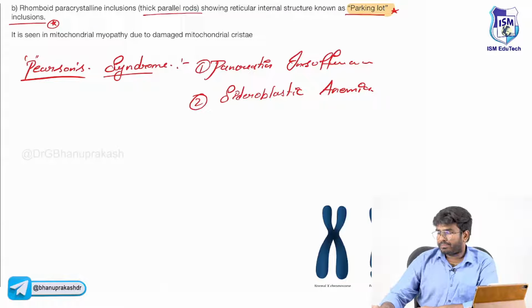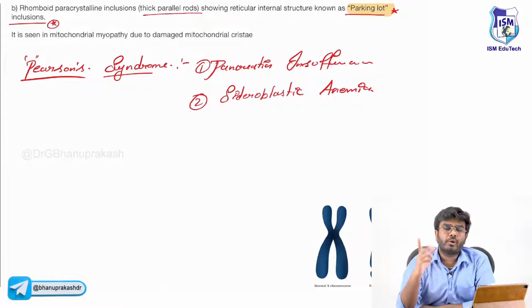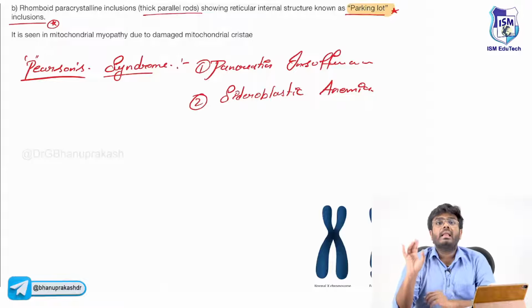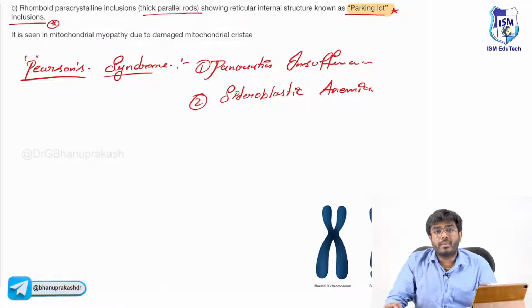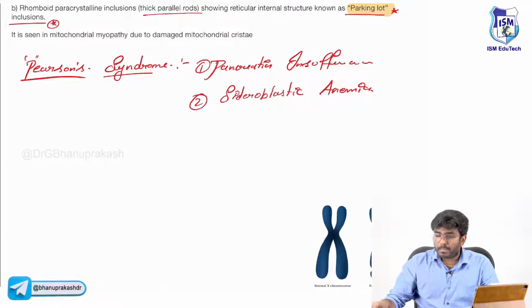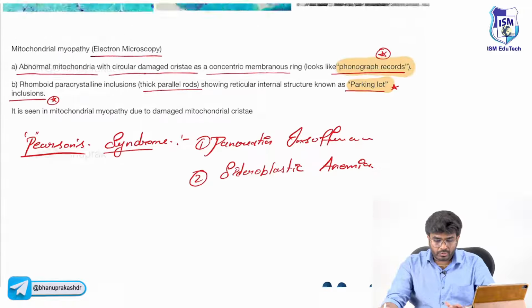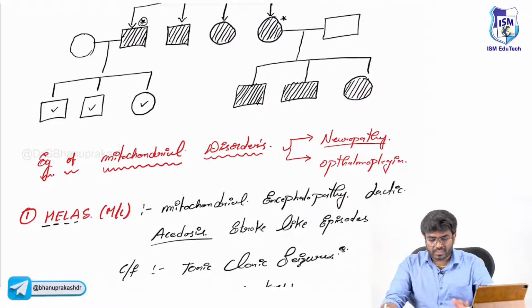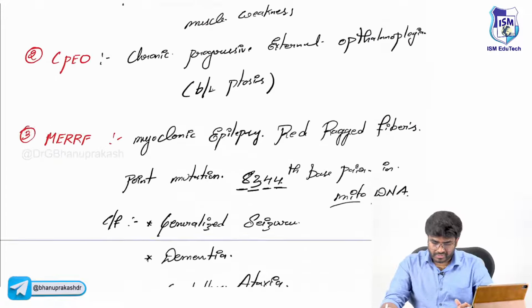So just as a recap, tell me, what are the important mitochondrial diseases? The important mitochondrial diseases are MELAS, MERRF, NARP, Leber's hereditary optic neuropathy, Leigh syndrome, and Pearson's syndrome. Okay, now let's discuss the mitochondrial inheritance pattern. If the mother is affected, all offspring are affected. If the father is affected, no offspring is going to be affected.